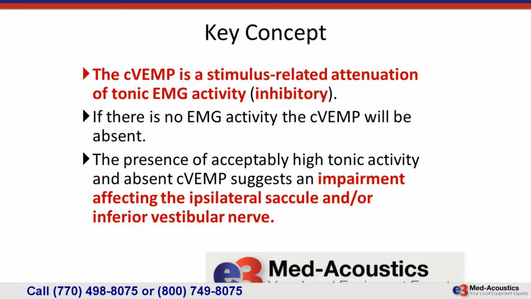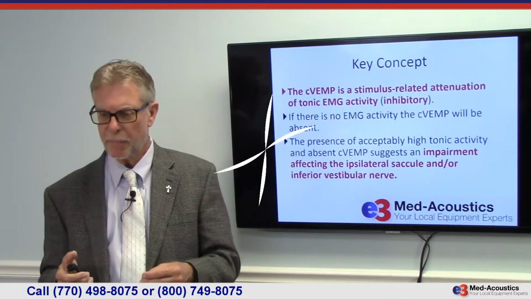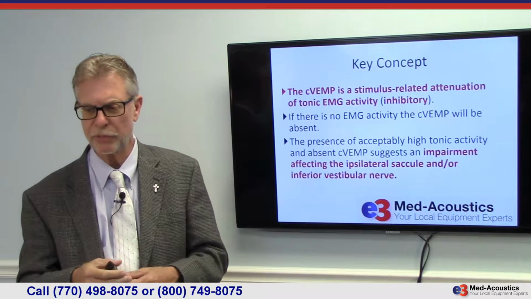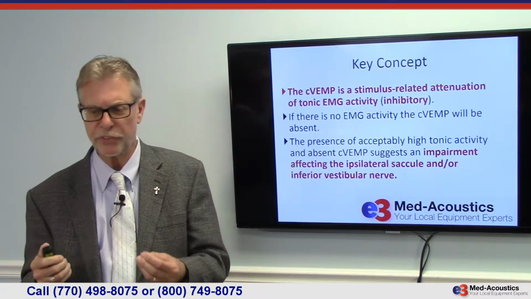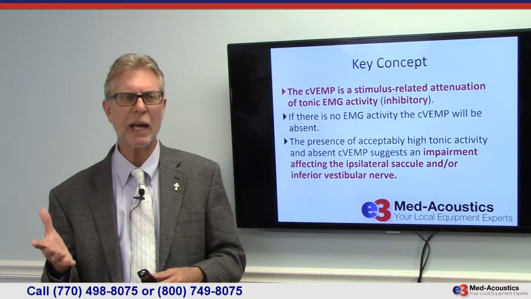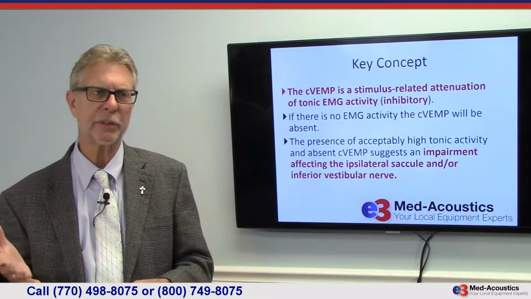So the patient will have to contract their sternocleidomastoid muscle. And when we do the test, we'll show you exactly how they're going to do that. And if there is no EMG activity, in other words, if that muscle isn't contracted, then this response will be absent. The presence of an acceptably high activity or contraction of the sternocleidomastoid muscle and an absent CVEMP suggests an impairment, of course, in the affected ipsilateral saccule and/or inferior vestibular nerve.